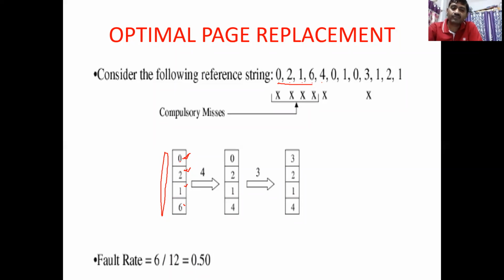Once it is filled, for all the three algorithms, the first step is the same. First step 0, in the second it is 2, in the next it is 1, in the next it is 6. The next one comes as 4. So this has to be placed in. So 1 has to be removed, right? For that we use three different algorithms: optimal, first in first out, and least recently used.